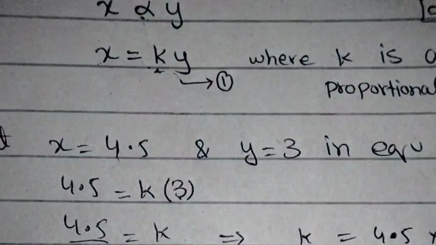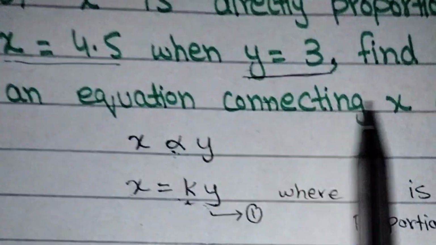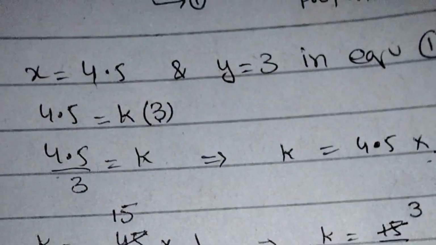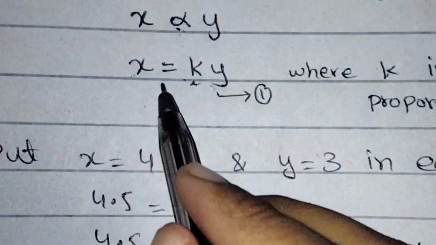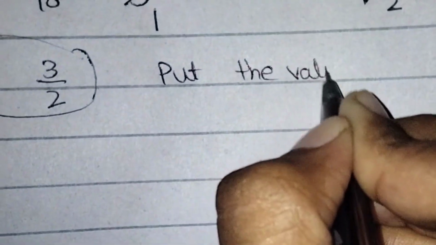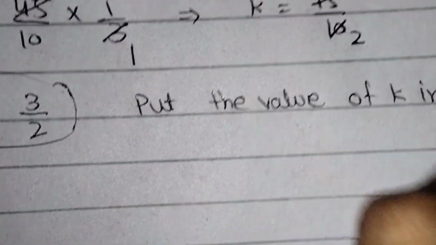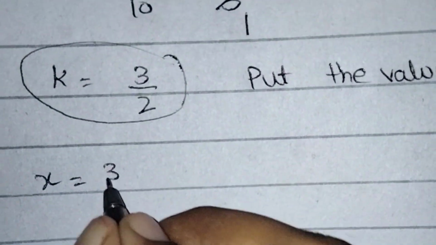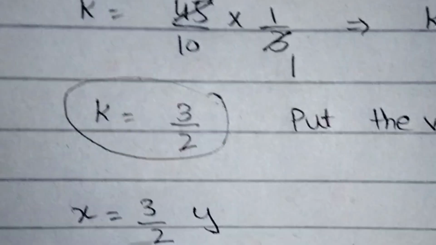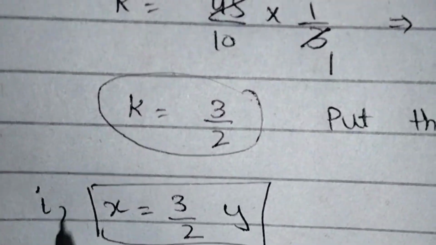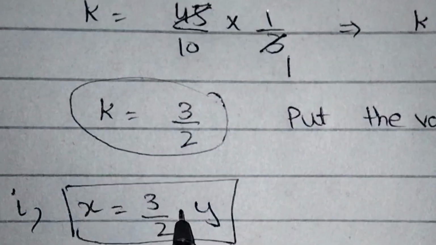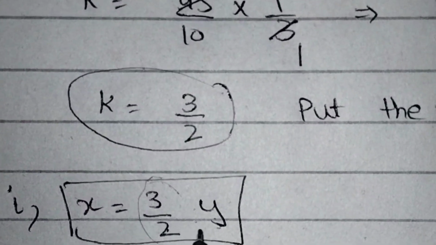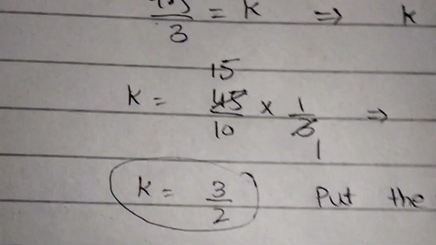Now I want part 1, an equation connecting x and y. For connecting x and y, we will put this k value in equation number 1. So I will write: put the value of k in equation 1. Now equation 1 is this, so I will write x equals 3 by 2 y, with y as it is. So part 1 is solved, x connected with y. This means x is connected with y and there is no other variable between x and y. There is a constant but no other variable. So this is the meaning of part 1.